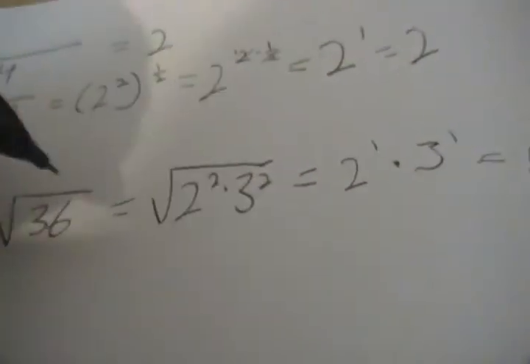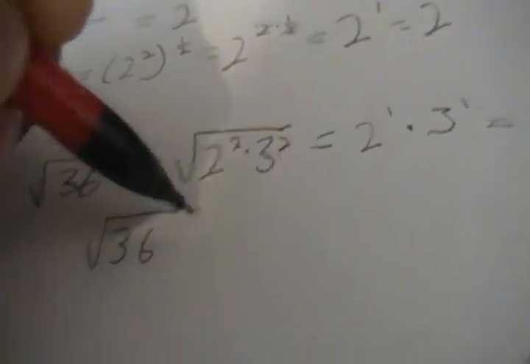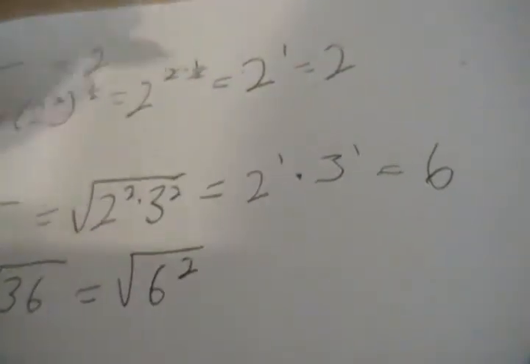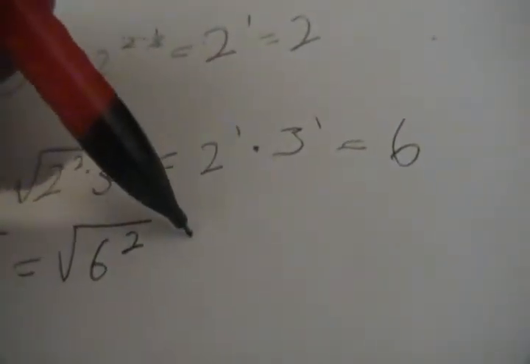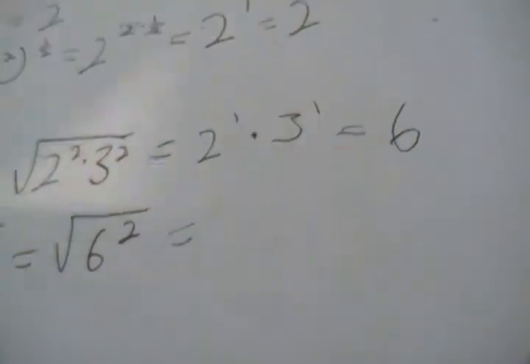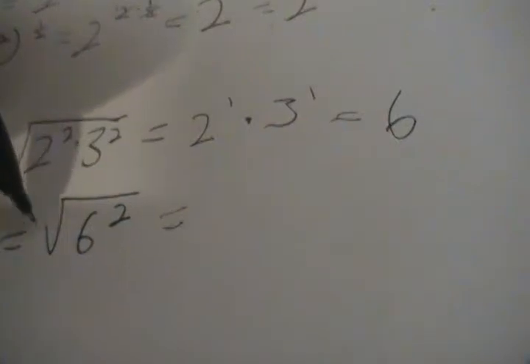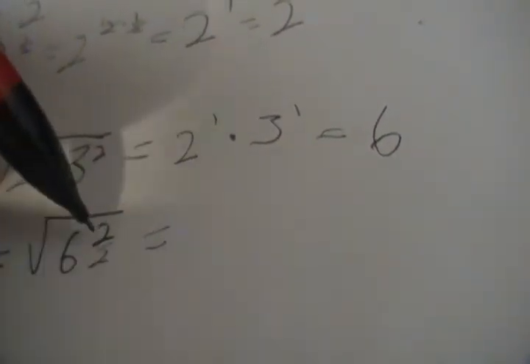Or another way is, the square root of 36 is also equal to the square root of 6 squared, right? Because 36 is 6 times 6. And to make it a little easier, the square root of 6 squared, we divide the 2 by 2, so you get 1, so it equals 6 to the 1 power, which is equal to 6. Let's try a couple more.